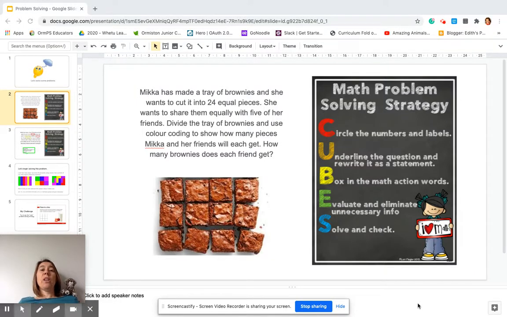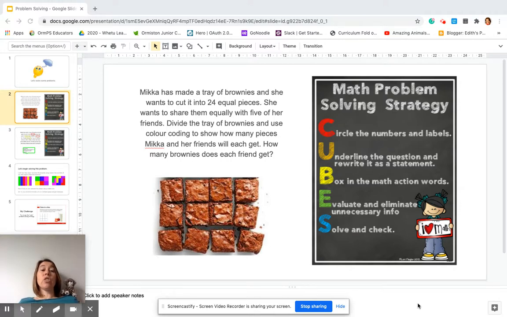Welcome back. Today, we are going to solve a problem. Before I begin anything in solving a problem, let's read the problem together. Mika has made a tray of brownies and she wants to cut it into 24 equal pieces. She wants to share them equally with her 5 friends. Divide the tray of brownies and use color coding to show how many pieces Mika and her friends will each get. How many brownies does each friend get?